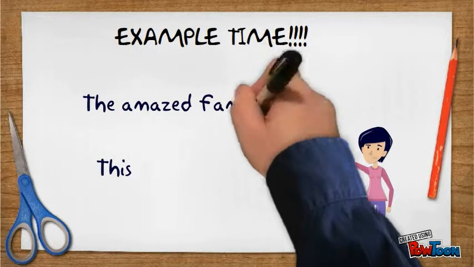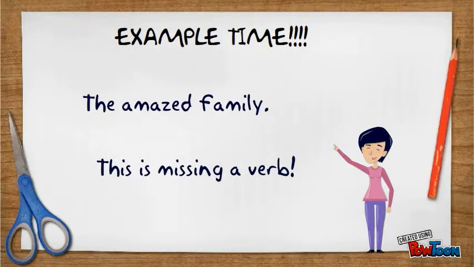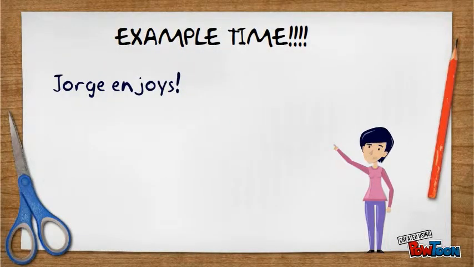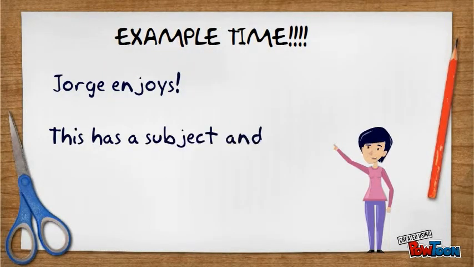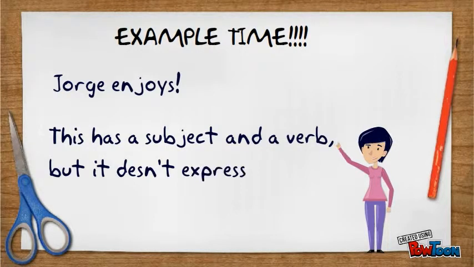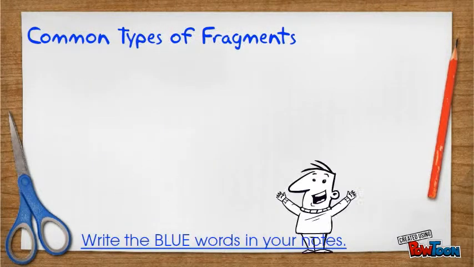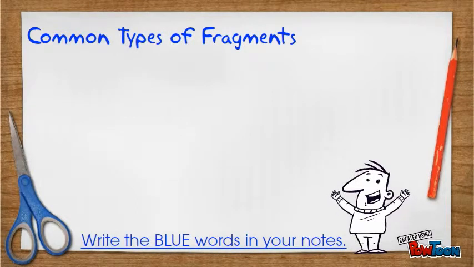The amazed family. This is also a fragment, and it's missing a verb. Jorge enjoys. Now that's definitely a fragment. It doesn't have a complete thought. Even though it has a subject and a verb, Jorge enjoys doesn't express much. Now, let's look at some common types of fragments.